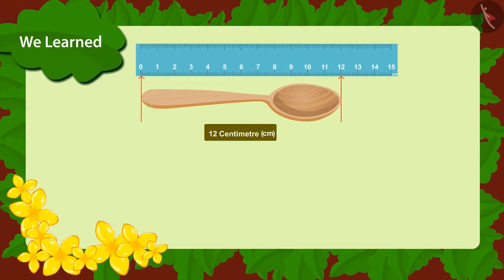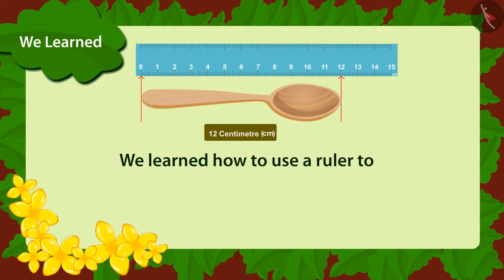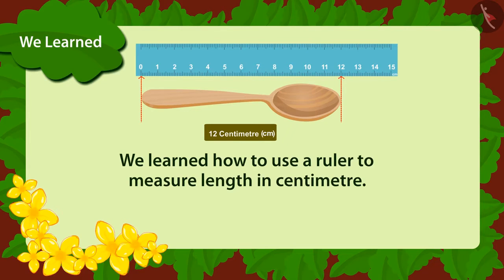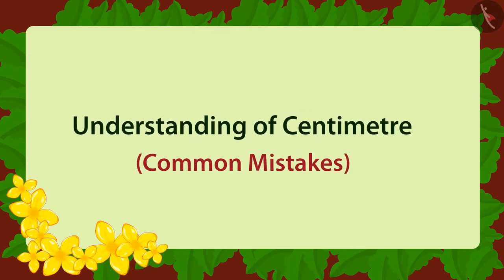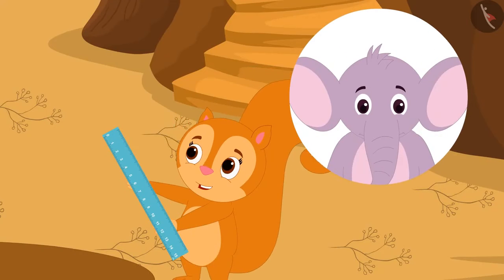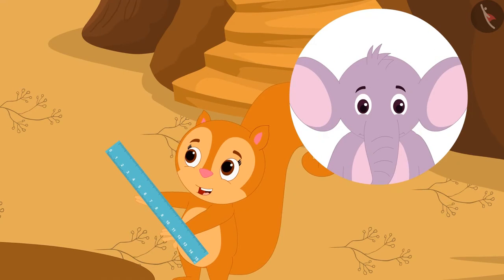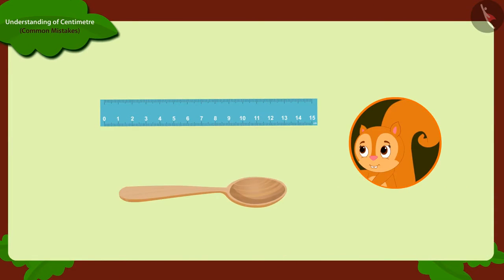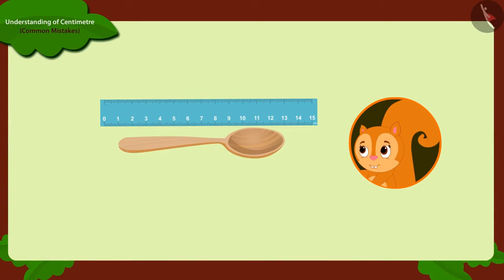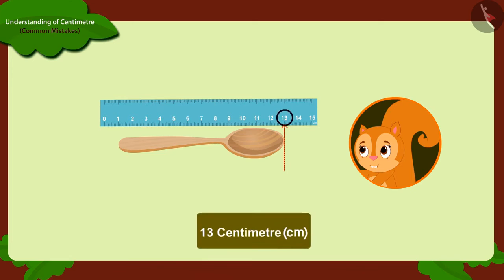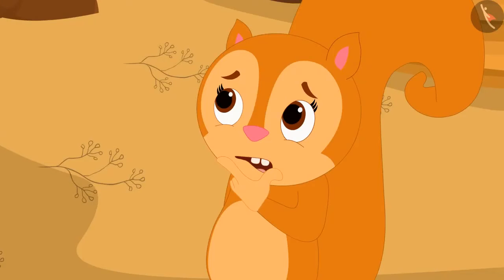Kids, in the previous video, we learned how to use a ruler to measure length in centimeter. In this video, we will see some common mistakes related to this concept. Chanda became very happy after learning about the ruler from Appu. She measured her spoon again with a ruler. But what is that? Chanda got the length of the spoon as 13 centimeter this time. Chanda started wondering how it happened.